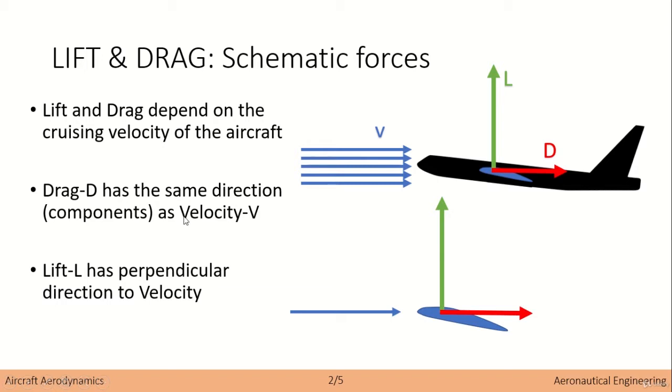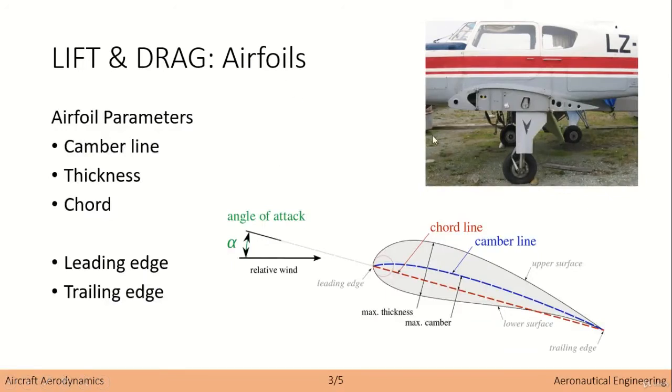Drag has the same direction, the same components, as the velocity, whereas lift is actually perpendicular to the velocity. This is quite interesting because, as you can see, depending on the design of the airfoil, we will be able to transform this velocity into lift, and even if we don't want to, we will also have some drag. So you can see that the design of the airfoil will enable us to optimize the relation between lift and drag.